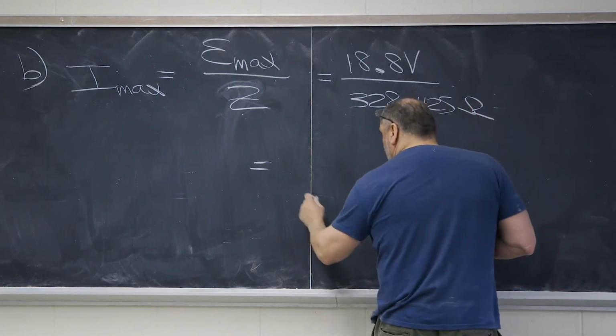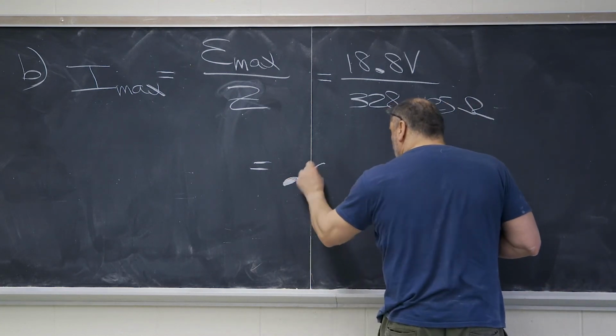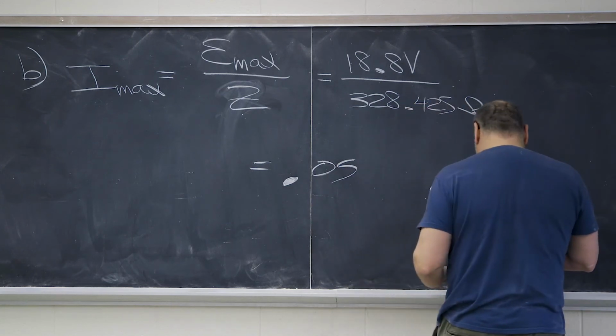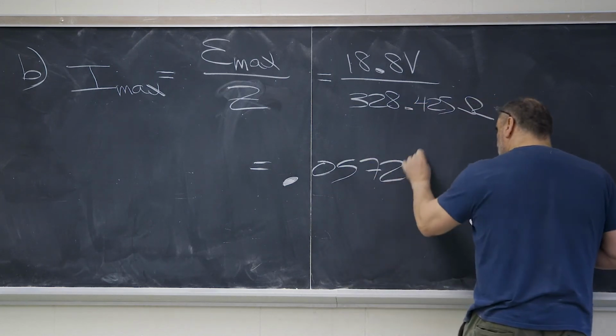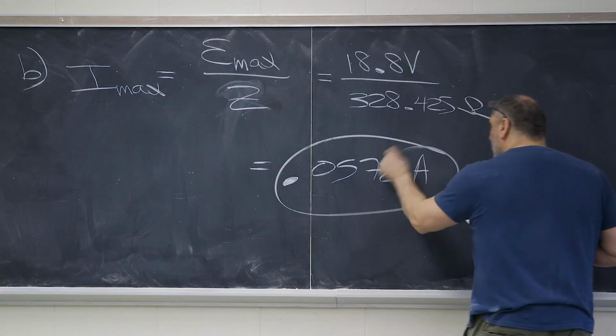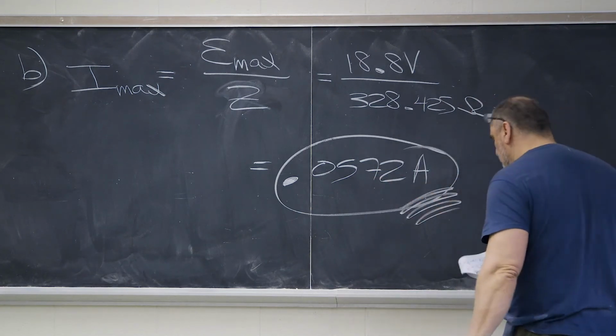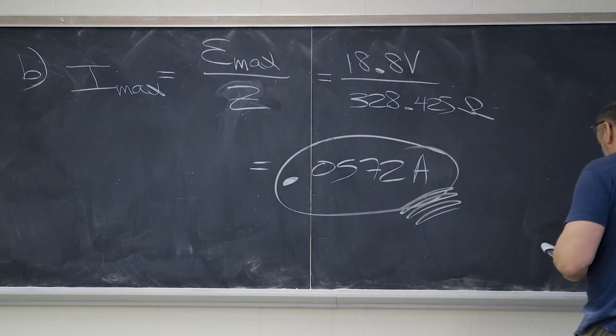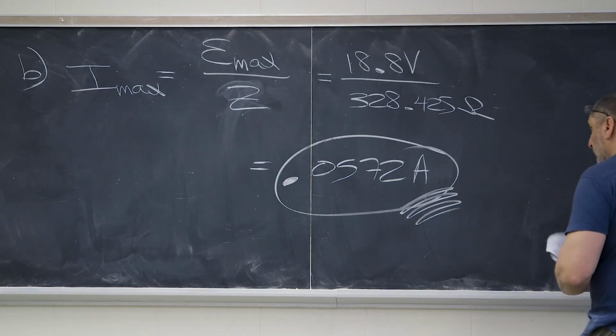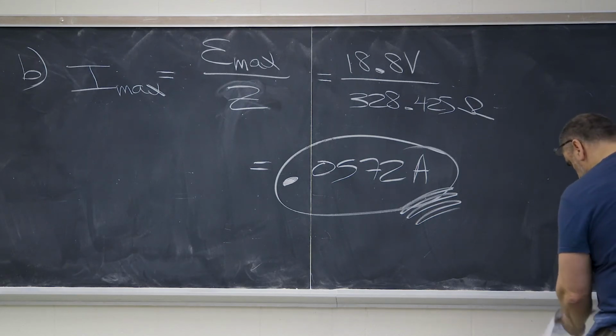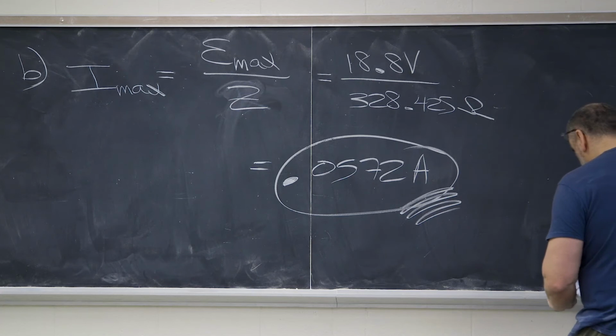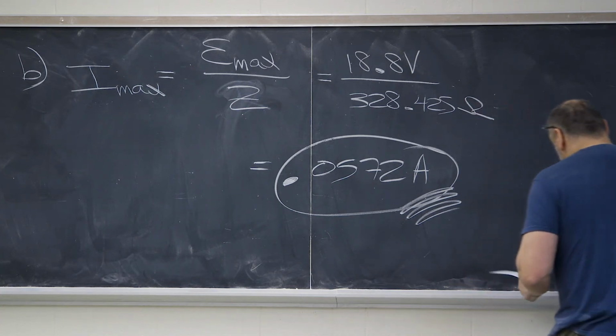Yeah, sounds good to me. There's a lot of ways you can write it. And again, you guys got the notes handy. 0.0572. All right, that's B.